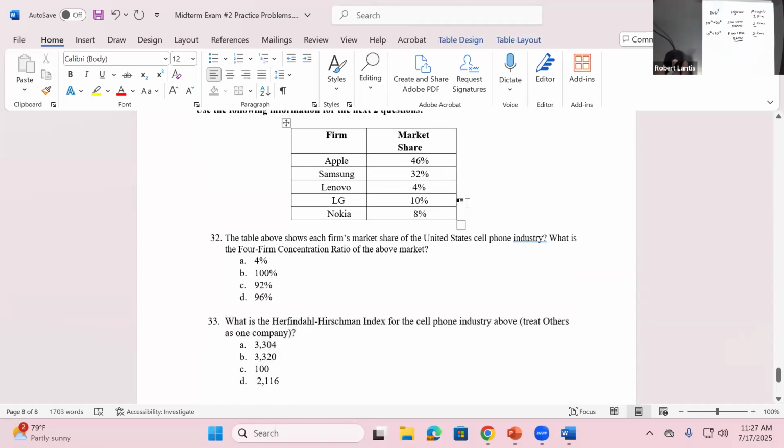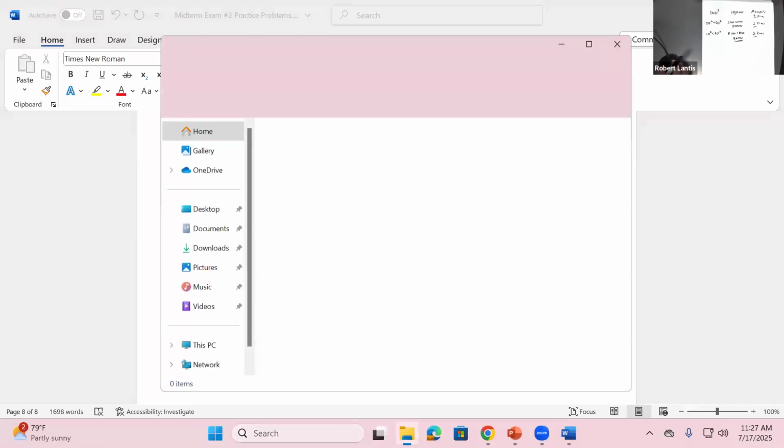So how would I, and I should have gotten rid of this. I think I changed the example to make it more clear. Let's just say I gave you 5 firms and I didn't group all the other firms into one. If I wanted to find the HHI of this market, what would I do? So I would take every single market share, square it, and add them all up. Okay. So 46 squared.